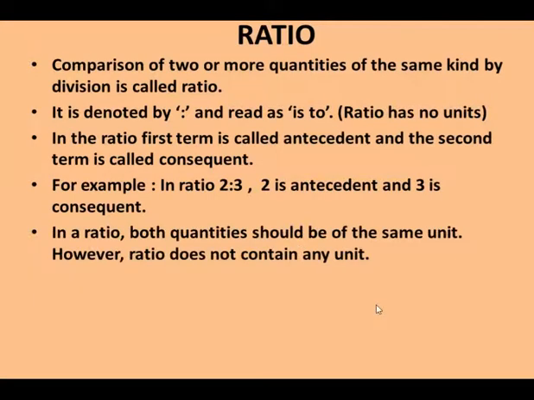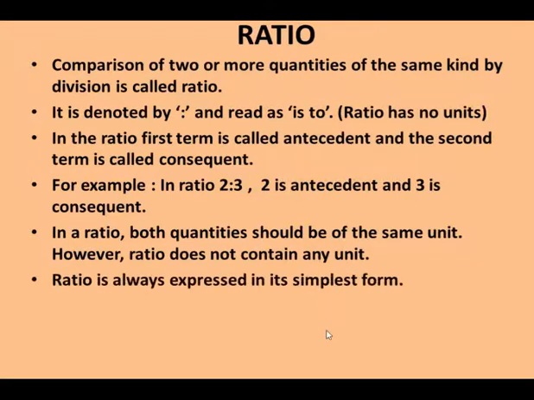In a ratio, both quantities should be of the same unit. However, ratio does not contain any unit. Meaning if you have been given two different quantities like meter and kilometer, you have to convert both of them into the same unit, that is meters or kilometers. Then, ratio is always expressed in its simplest form.